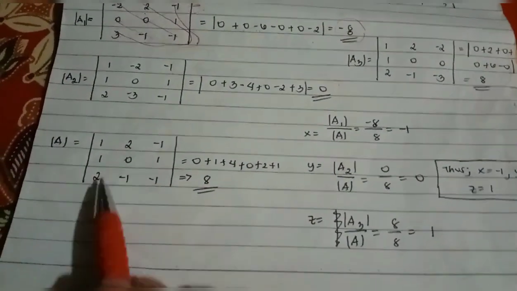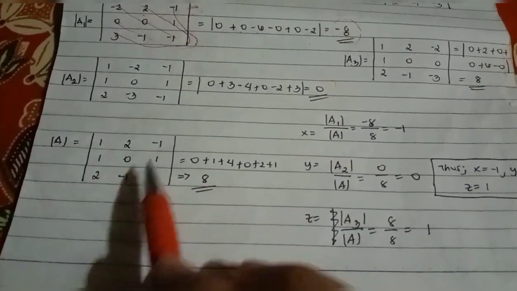So next is the determinant of A. The given is 1, 1, 2, 2, 0, negative 1, negative 1, 1, negative 1. So 1 times 0 times negative 1 is equal to 0.